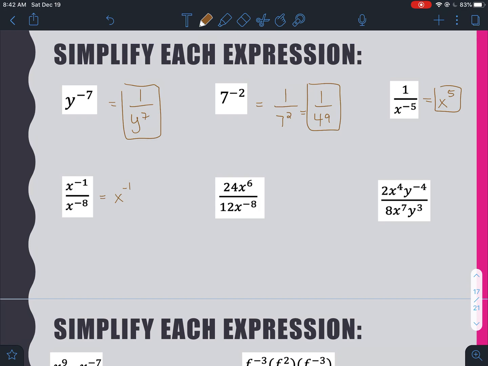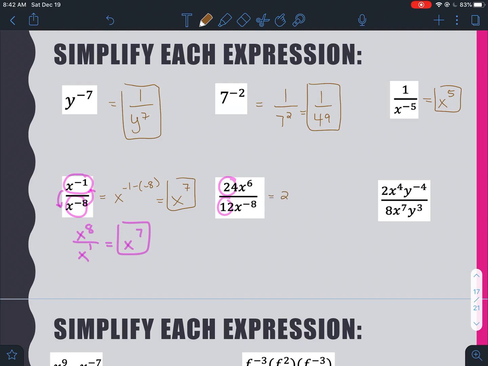X to the negative first over x to the negative 8. You can use quotient rule, so you could subtract. Negative 1 minus negative 8, you would add, and you would get x to the 7th. Or you could move both of them. X to the negative 1 would have to move to the denominator, and x to the negative 8 would move to the numerator. So you would get x to the 8th over x to the 1st. And you could subtract the exponents, and you would get x to the 7th.